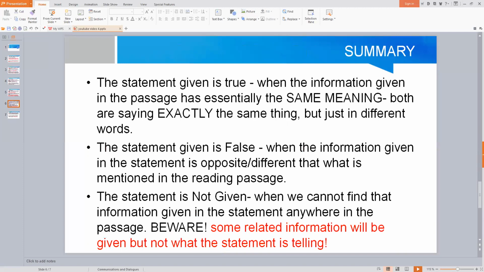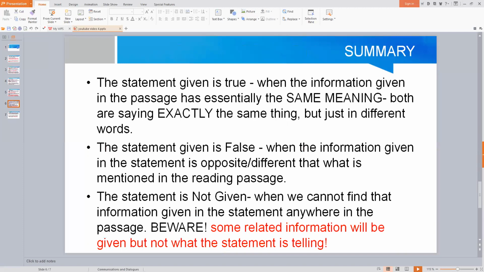And remember, the words are not going to be the same. They will be using synonyms. But the message that is being conveyed, the information that is being given, is the same. Just think like this: when you tell something to your friend, you give some information, and he goes on and tells his friend, he will use different words, but essentially the message that he's conveying will be the same. So you can say the statements are true.